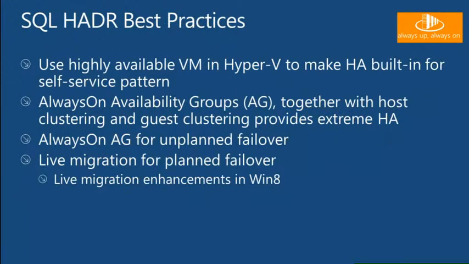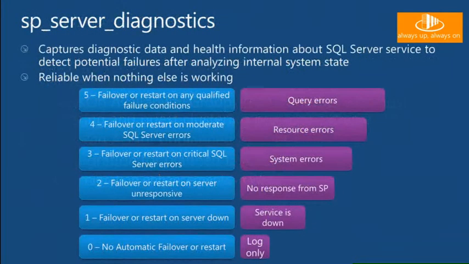In terms of best practices, especially for the self-service pattern where you're optimizing for rapid deployment, think about live migration as an HA solution. In Windows Server 2012 as well as in System Center, you can create these as highly available VM templates where you say, I don't need any SQL HA. All I need is this VM to be automatically live migrated if something happens. And in terms of the centralized IT service pattern, just like the example here with Care Group, you can mix and match these things. I'll keep going. SP server diagnostics, I said I'll talk about a little bit.